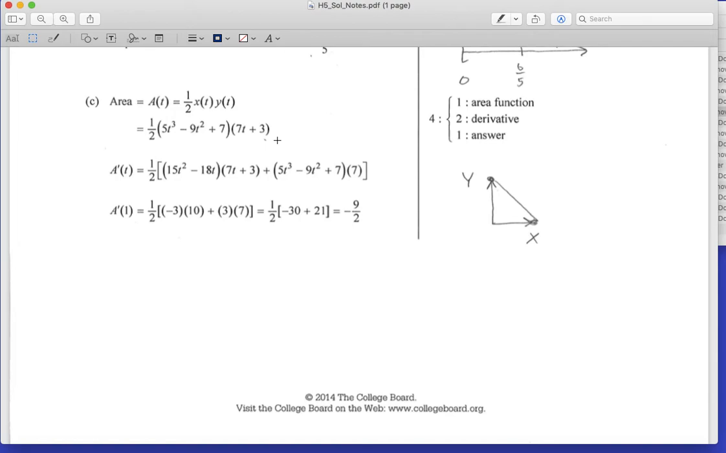And now to find the rate of change of that, we need to find the derivative. Just be careful. You either need to multiply this out first and find the derivative, which I wouldn't do, or you need to use the product rule. This is the product of two functions. So there's their derivative with the product rule. This A prime gives you the rate of change of the area at any time. We want to know the rate of change of the area at time equals 1. So we plug in 1 for t, and we get an answer.